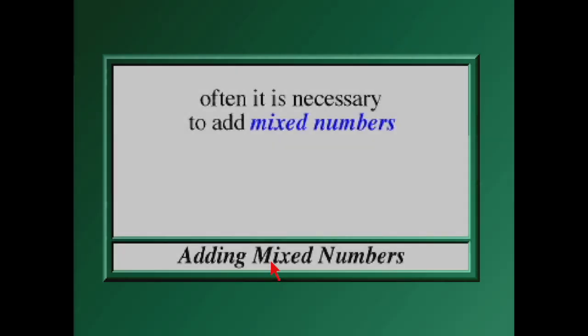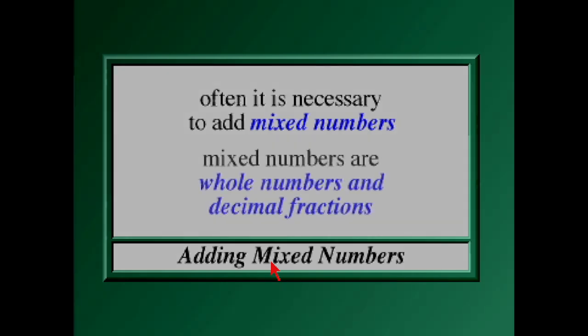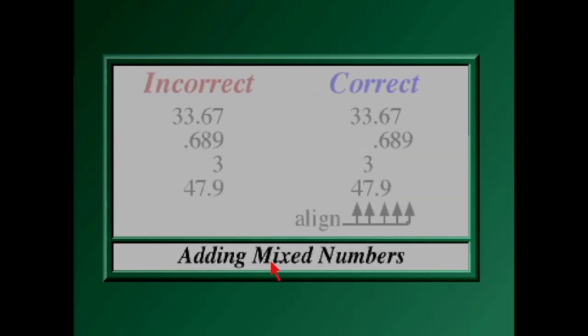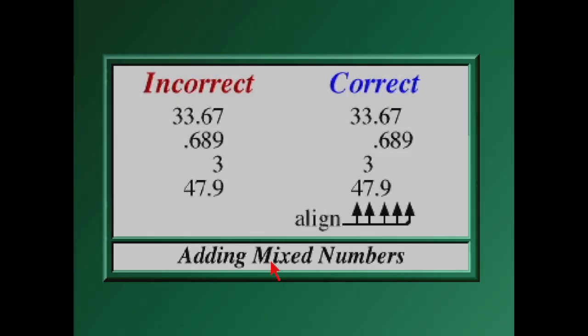Often, it is necessary to add mixed numbers. Mixed numbers are whole numbers and decimal fractions. First, place the digits in vertical columns. Make sure the decimal points are aligned. The example on the left side of your screen is improperly aligned. The correct alignment is on the right side.